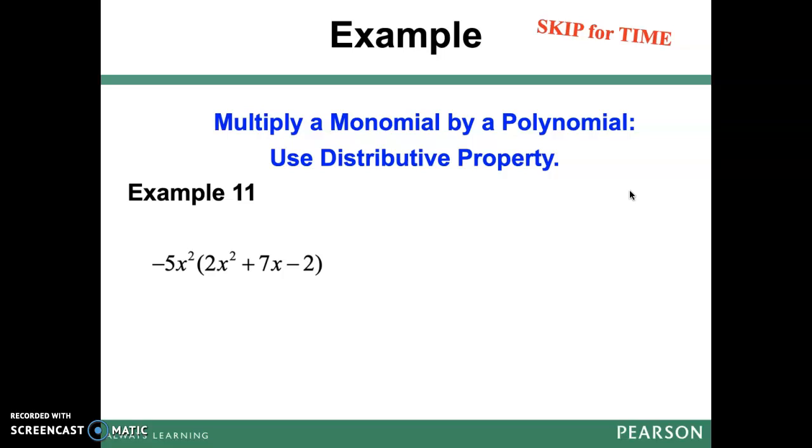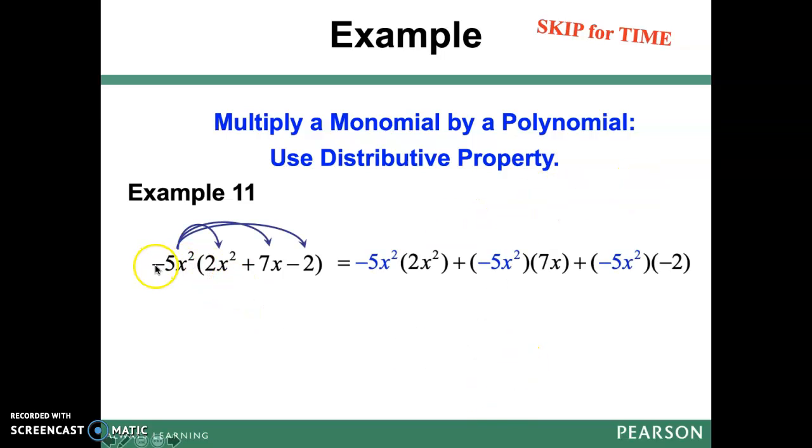Here's another example of multiplying a monomial times a polynomial. Here, it's not a binomial, it's a trinomial, but using distributive property still works. I'm going to take negative 5x squared times 2x squared. I'm going to take negative 5x squared times 7x. I'm going to take negative 5x squared, multiply by negative 2, just like I did right here.